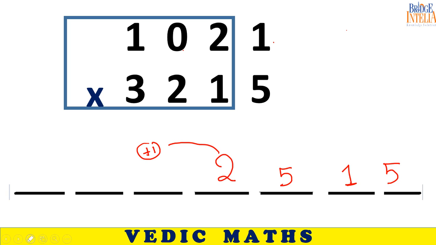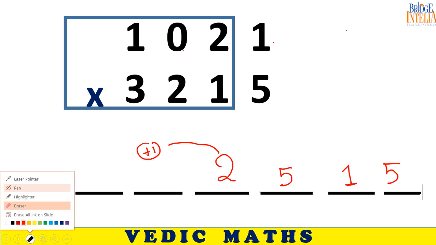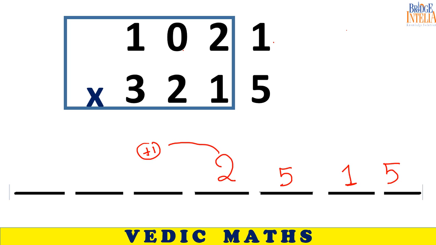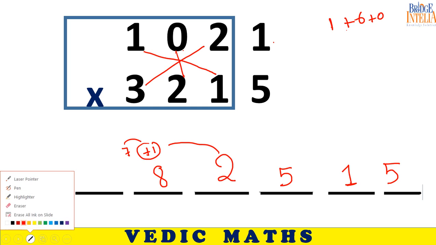So now I move the box forward again. Now the box is in this position. Find the cross connection product. So connect 1 with 1. So 1 into 1 is 1. Connect 3 with 2. So 3 into 2 is 6. Connect 0 with 2. So 0 into 2 is 0. So 6 plus 1 is 7. So 7 plus 1 is 8. So write 8 here. So this blank space is also filled.